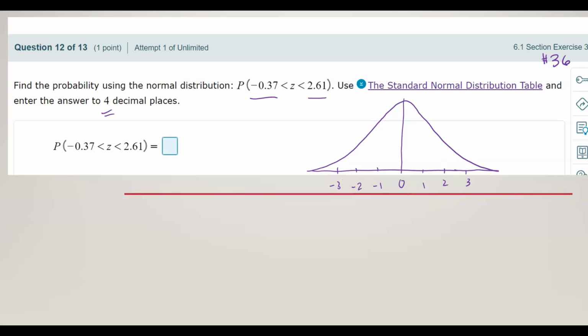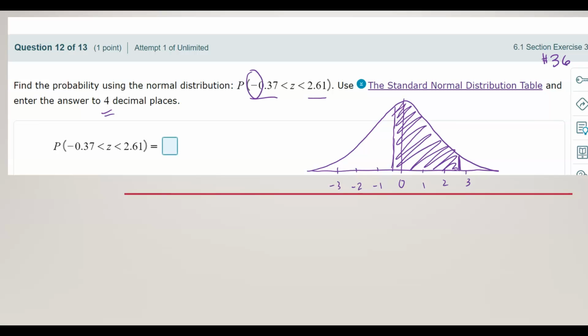Now I'm going to look for where I am shading. I am shading between negative 0.37, which is a little bit closer to 0 but on the left side because it is negative, and then positive 2.61, so almost 2.5, just a little beyond that, not quite 3. This is the region I am interested in. It looks like maybe a little more than half. So this is what we are looking at.